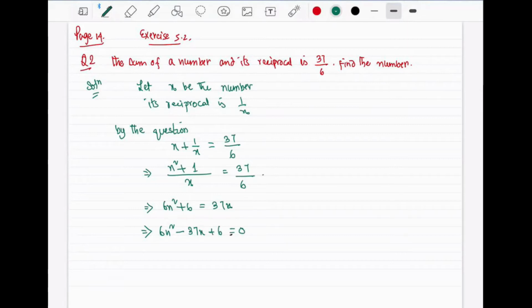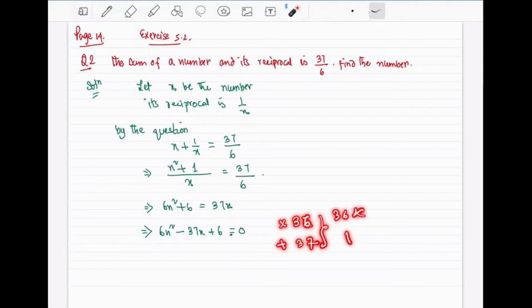No need to use the quadratic formula as I have said. You just have to do factorization. Look, multiply these two, 6 into 6 is 36, right? On multiplication, you are supposed to get 36. On addition, you are supposed to get 37. What are those numbers? The two numbers that satisfy this condition are 36 and 1, right? Multiply 36 and 1, we get 36, and adding them we get 37, isn't it?